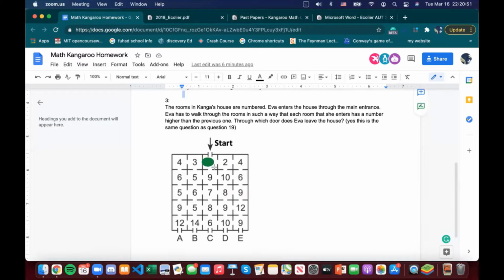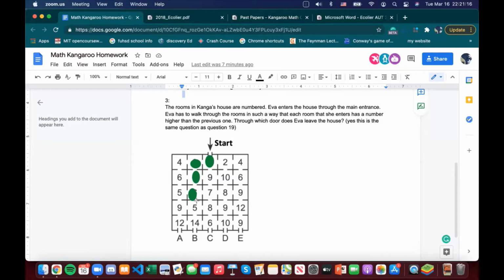Instead, let's try going to 3, the second lowest higher number. From 3, we can go to 4. Then we go to 6. But then from 6, you can't go anywhere because 5 is lower than 6. So let's start over, but stay in the same direction. So we go 1, 3. And instead of going to 4, we can try going to 5.